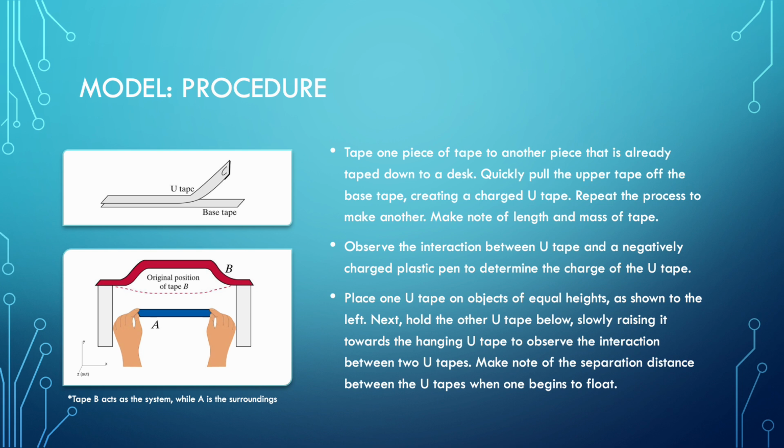Moving on to the procedure of the model, I taped one piece of tape to another piece that was already taped down to a desk. By quickly pulling the upper tape off of the base tape, I made a charged U-tape and repeated this process to make another one. I made notes of the length and mass of the tape.